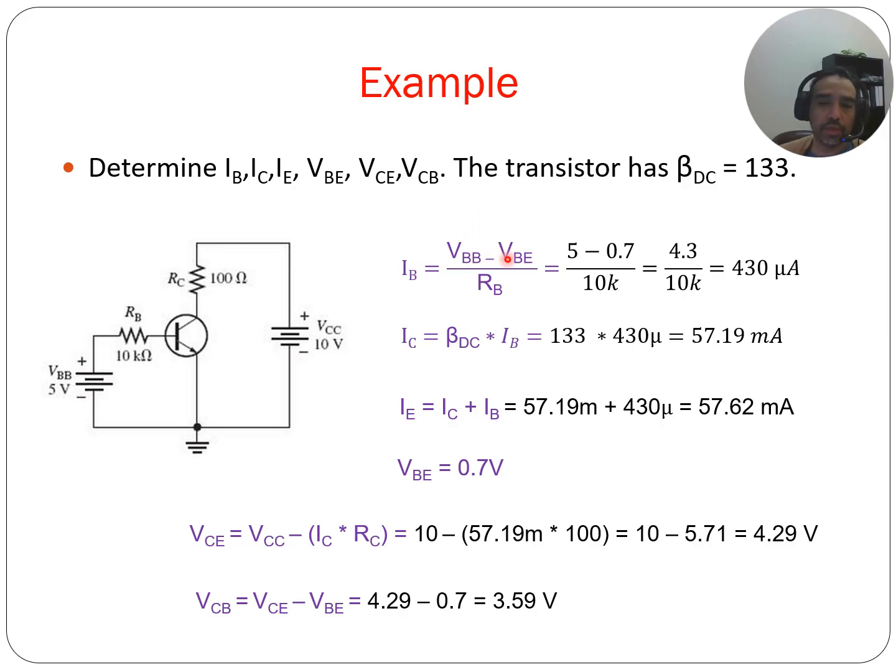IB is equal to VCC minus VBE over RB. We just plug and chug from the numbers we have on the schematic, and we end up with 430 microamps, and that's fine. That's about right for base current. It will be tiny, 0.43 milliamps or 430 microamps, and that's a normal range.